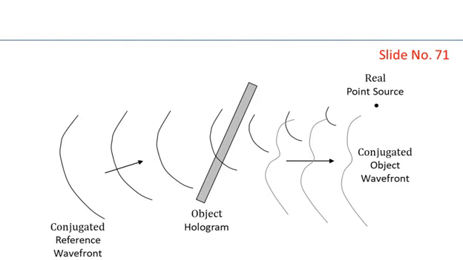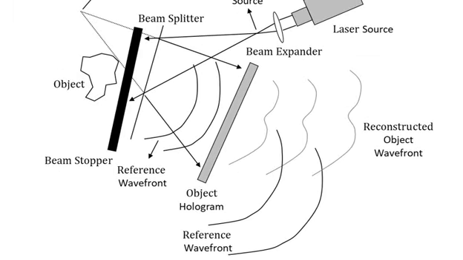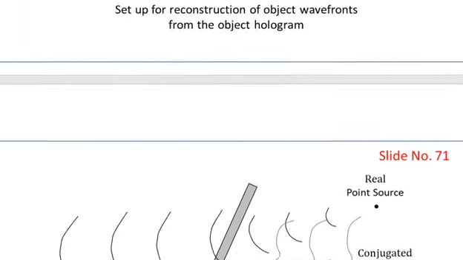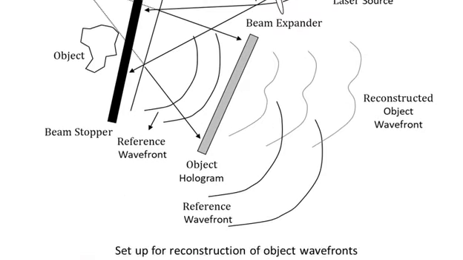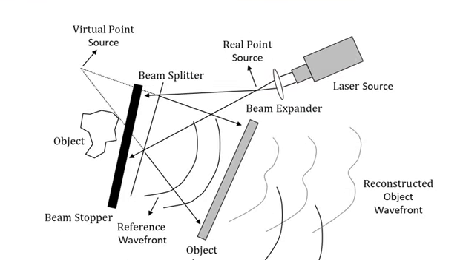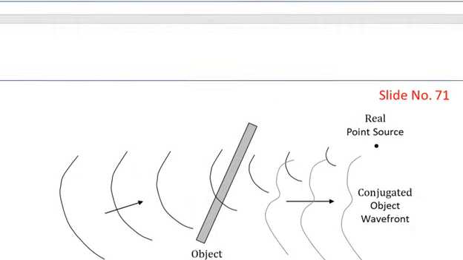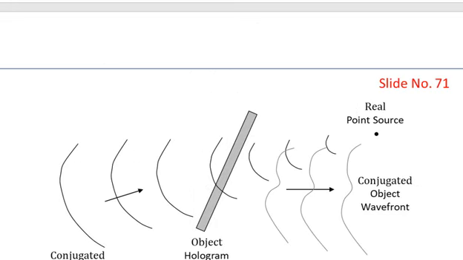But you know that here we have shown the conjugated object wavefronts which are actually converging. Look at the shape of these wavefronts. These wavefronts, that is the object wavefronts, are now converging wavefronts. So they will converge to form the real image of the object. The real image will be formed in front of the hologram, whereas the virtual image in this case will be formed behind the hologram.